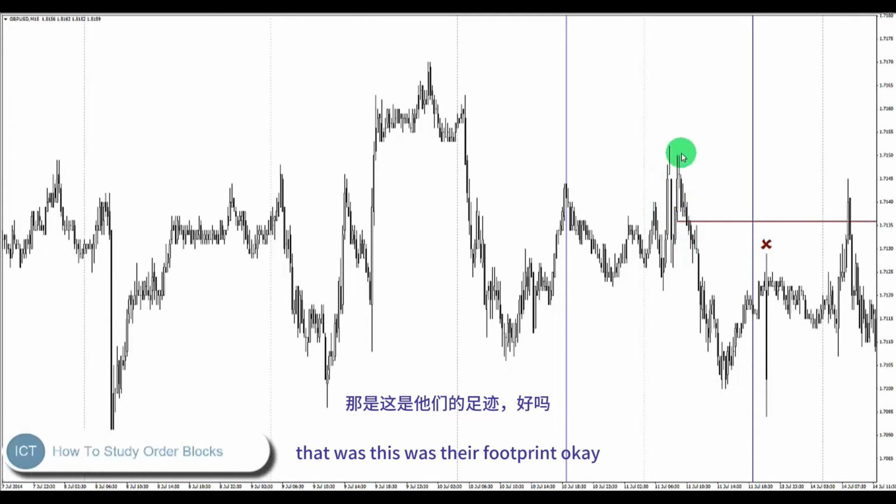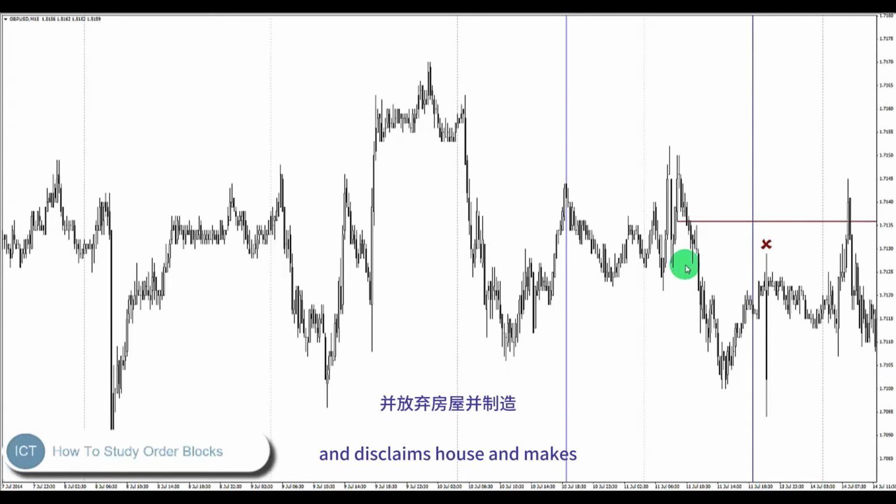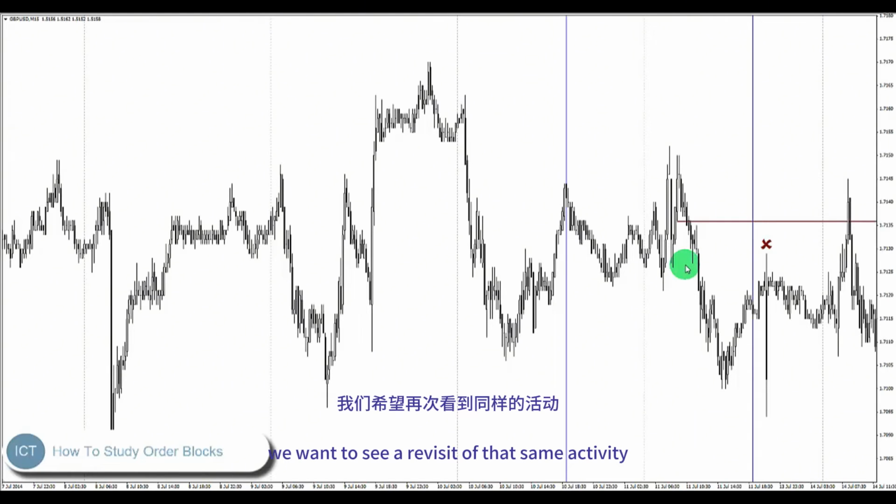This was their footprint. And up in here we have a footprint of the elephant, the elephant being smart money, that big entity in the marketplace that lumbers through and just cleans house and makes the majority of the money. So with that footprint in the marketplace, what we do as a sniper is we want to see a revisit of that same activity, because our understanding is what? The sheer vastness of their orders clearly indicates that they are most likely not going to be able to get all of their intended or expected position on the initial time it trades to that price level.